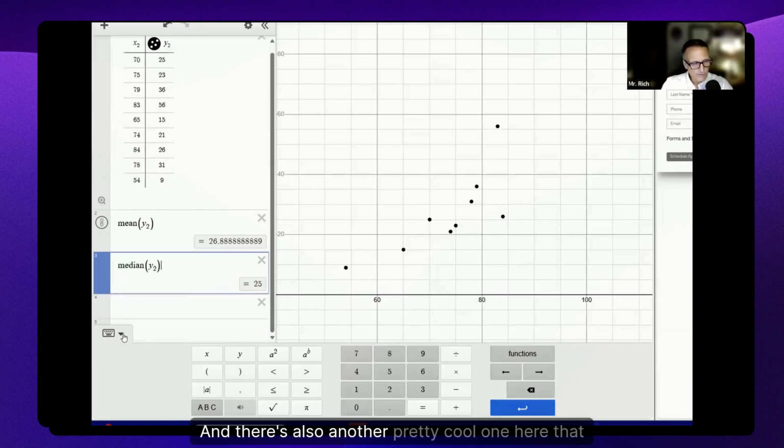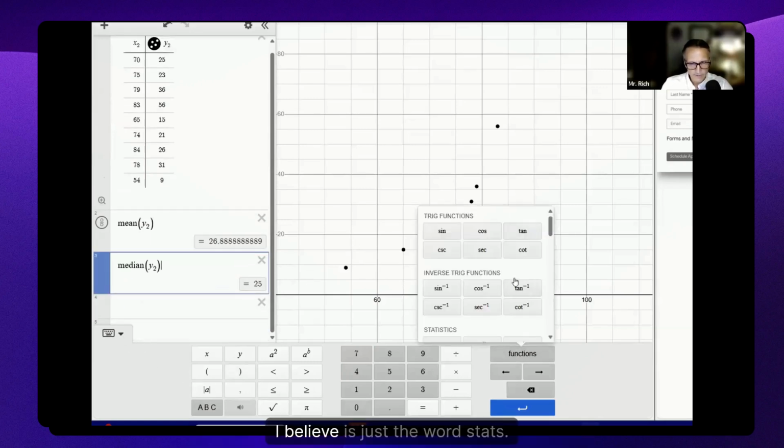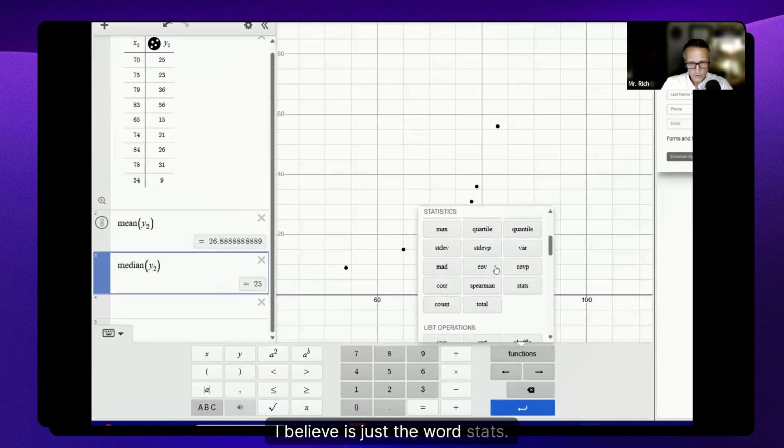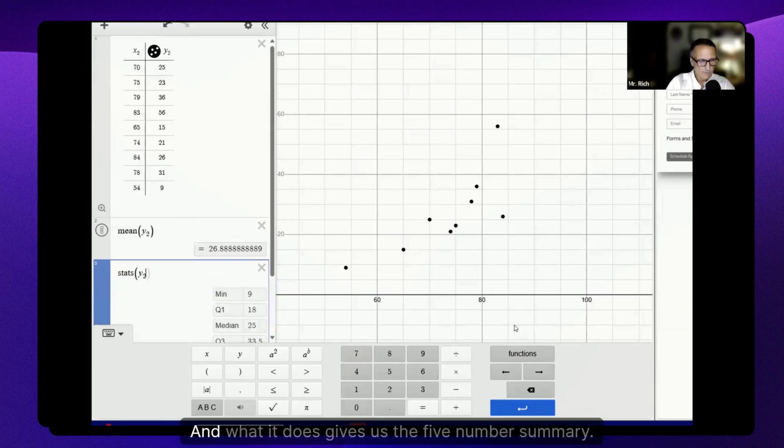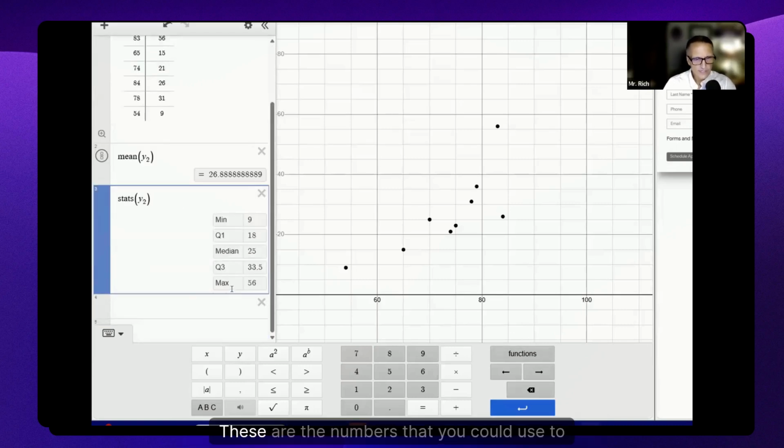And there's also another pretty cool one here that I believe is just the word stats. So let's get rid of this and we'll do stats and tell it we want all the stats for Y2. And what it does gives us the 5-number summary. These are the numbers that you could use to construct a box plot. So if you're familiar with box plots in your prior algebra classes, or if you're in probability stats or AP stats right now, I'm sure you've been working with box plots. Those would be the numbers for a box plot.